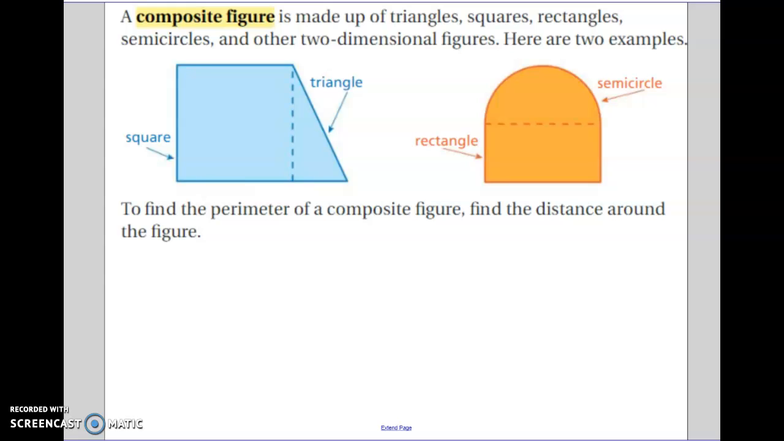Made up of triangles, squares, rectangles, semicircles, or other two-dimensional figures. Here are a couple examples. To find the perimeter of a composite shape, find the distance around the figure. So the definition of perimeter has not changed. It's just that when you're looking at this square and this rectangle, what you're not including in your perimeter are the pieces of what you would call a square and a rectangle. You're just doing the distance around the outside.